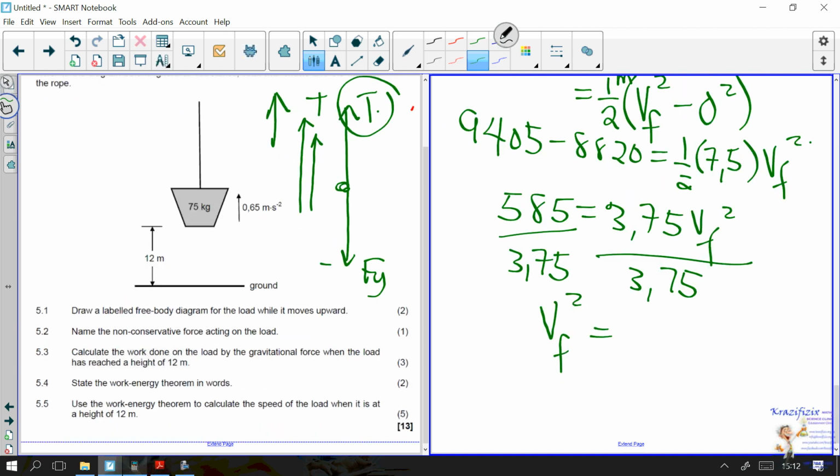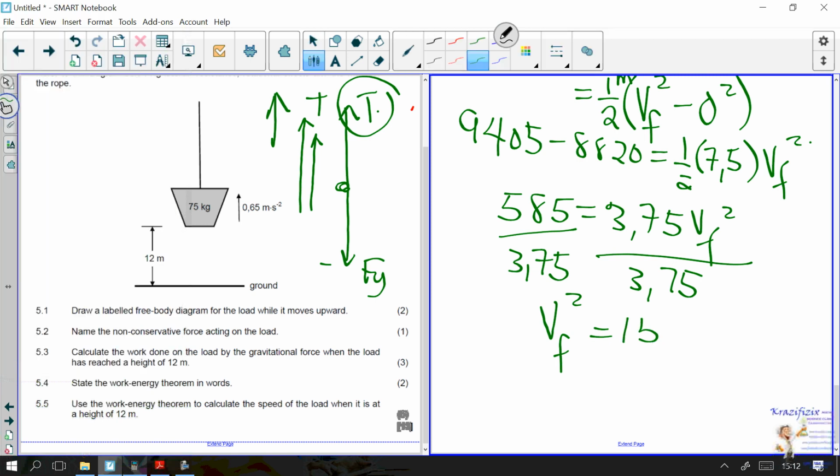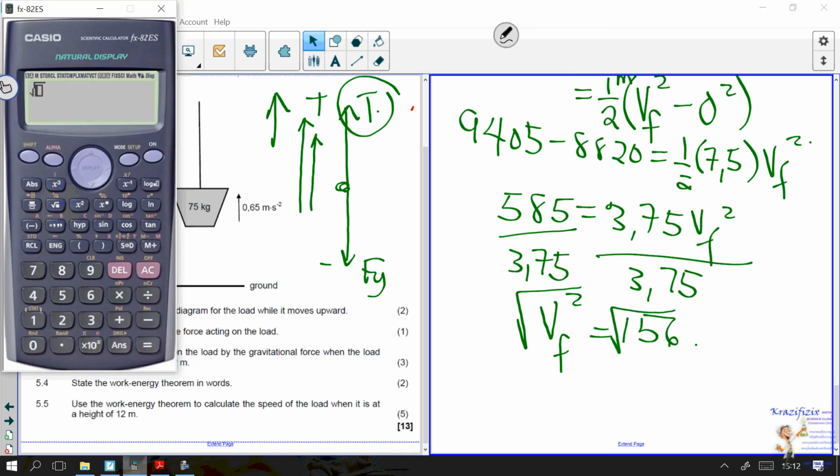I hope you are actually catching the drift of what we're doing. It's 585 divided by 3,75. What do we have? We have what? 156. All right, 156. What do we do now? We look for the square root of both sides. What will your answer be? I hope this step-by-step approach has been okay. 12,48. Oh no, we made a mistake here.